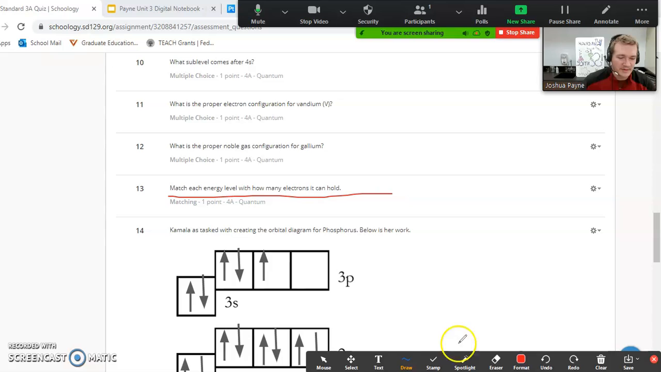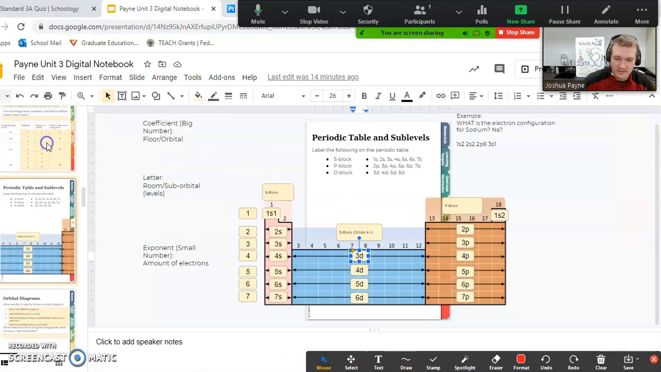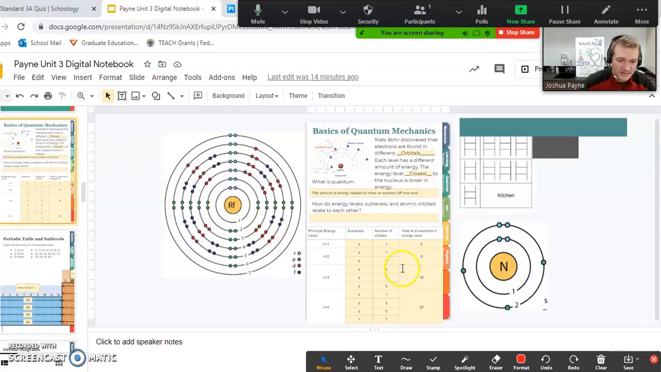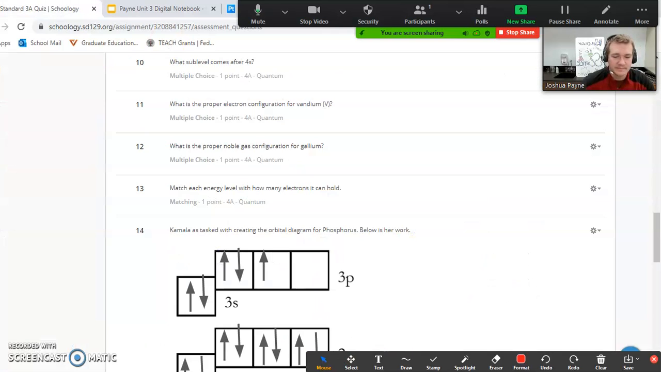Match each energy level with how many electrons it holds. I'm not going to cover this one in depth because you can look here at our table. How many electrons does each sublevel hold? Well, s's hold 2 electrons. p's hold 6. Just whatever our table says over here. All right?